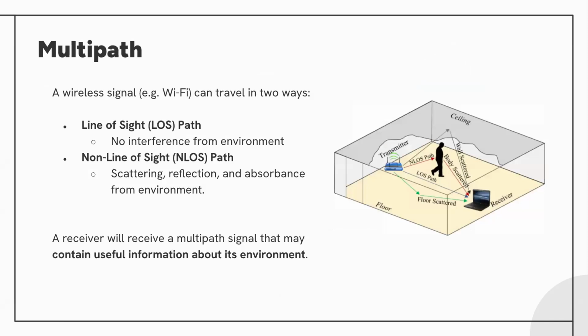So a wireless signal like Wi-Fi can travel in two different ways. It can travel in a line of sight path, which is when it travels directly from the transmitter to the receiver with no interference from the environment. And secondly, it can travel in a non-line of sight path where there's scattering, reflection, and absorbance from the environment. For example, it can get scattered by walls and ceilings, and this multipath signal may contain useful information about its environment.